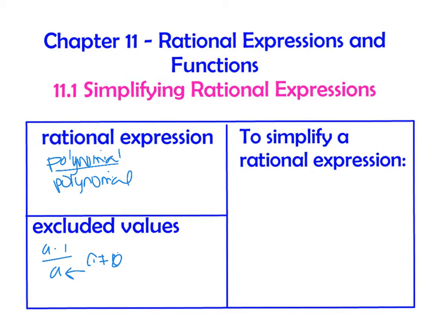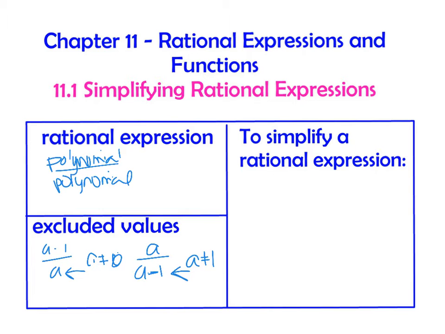If we were, maybe let's flip it around. If I do a over a minus 1, what we're looking for whenever we're talking about these excluded values, I'm looking for when is that denominator going to be 0? What would a have to be if the denominator was 0? Hopefully we can figure that out. If a was 1, the denominator would be 0. So we have to start off by doing that. A cannot be equal to 1.